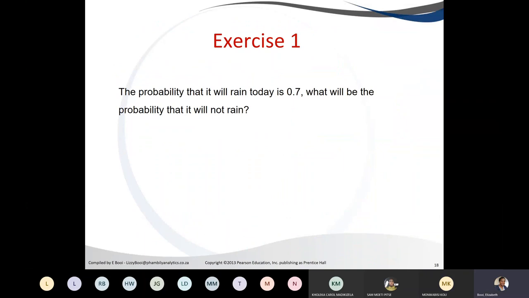Your exercise, then we move into the addition rule. The probability that it will rain today is 0.7. What will be the probability that it will not rain? Therefore, what they are asking you is to find the complement event of rain, which is not rain.